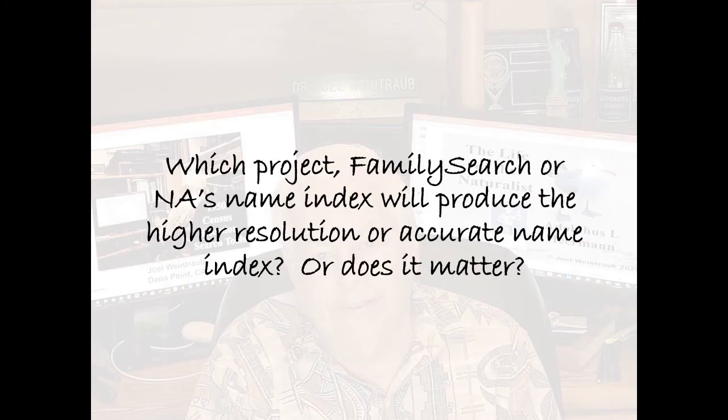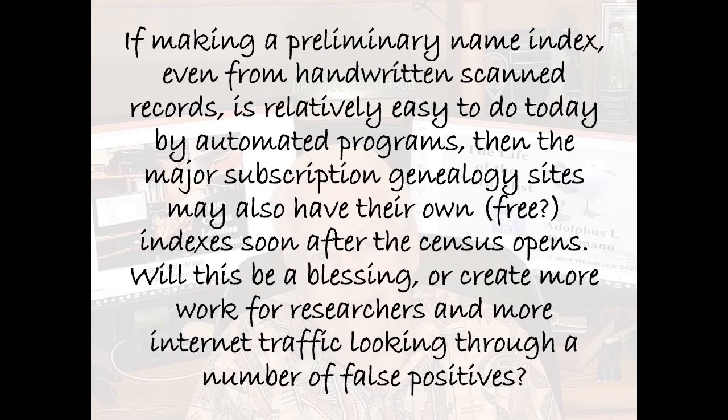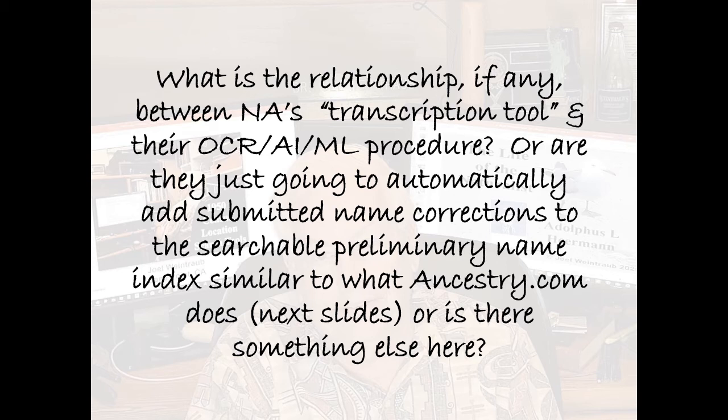Which project, FamilySearch or NA's name index, will produce the higher resolution or accurate name index, or does it really matter? If making a preliminary name index, even from handwritten scanned records, is relatively easy to do today by automated programs, then the major subscription genealogy sites may also have their own, hopefully free, indexes soon after the census opens. Will this be a blessing or create more work for researchers and more internet traffic looking through a number of false positives? What is the relationship, if any, between NA's transcription tool and their OCR/AI/ML procedure? I mean, are they redoing this preliminary name index again and again?